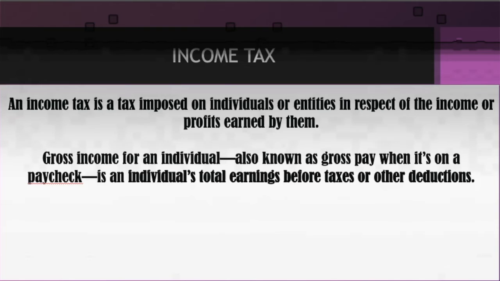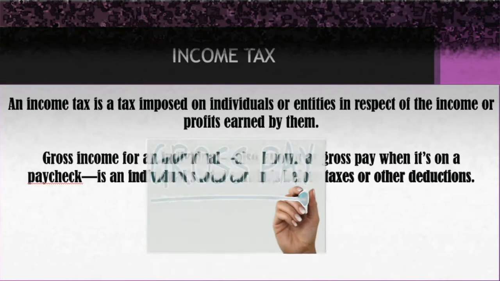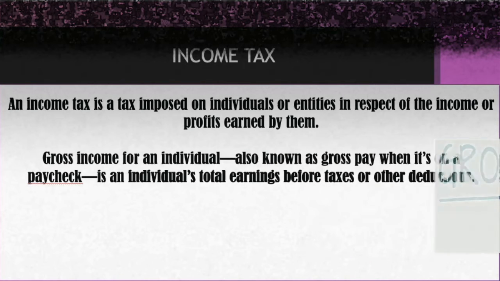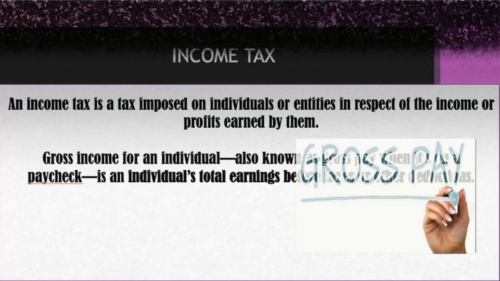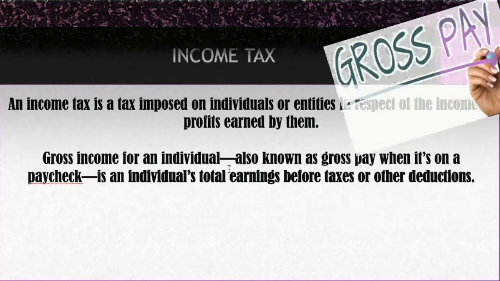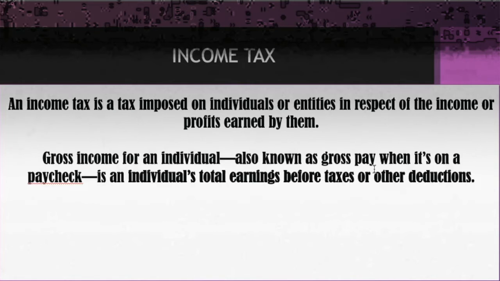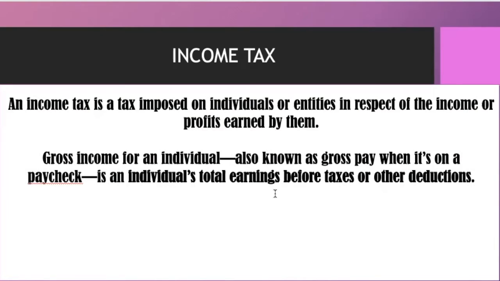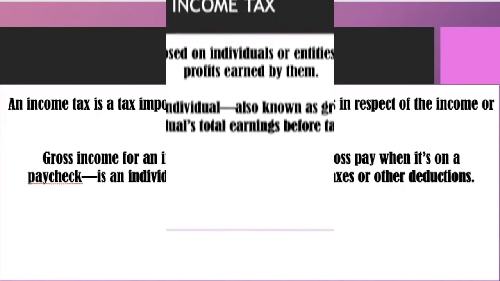The total amount of money a person earns before income tax is our gross income. So the gross income for an individual, also known as gross pay when it's on a paycheck, is an individual's total earnings before taxes or other deductions.